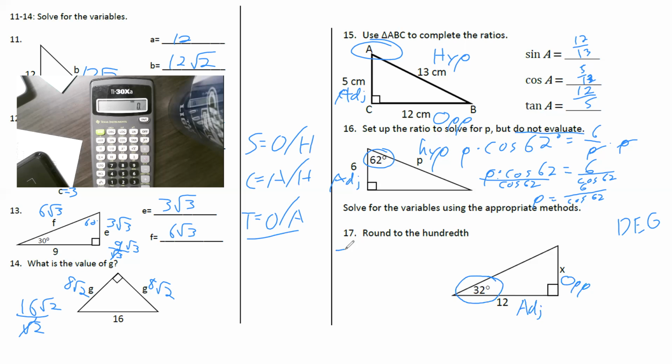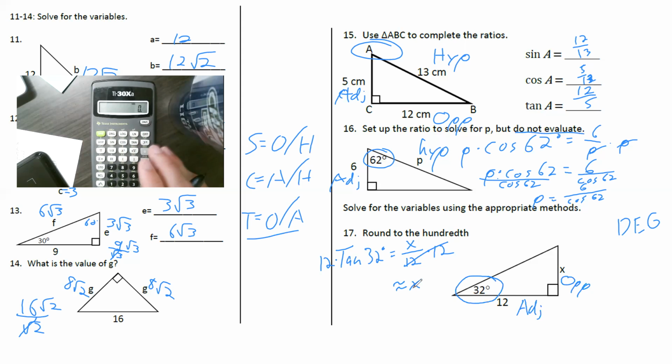So we have tangent of the angle measure 32 degrees equals opposite over adjacent, which was 12. We need to get x by itself, so we need to multiply by 12. So times 12 times 12 and cancels off from that side. That's what we're plugging into the calculator. So we get on the calculator 12 times tangent of 32. So I'm going to hit 32 tangent, and then I have to hit my equal key.